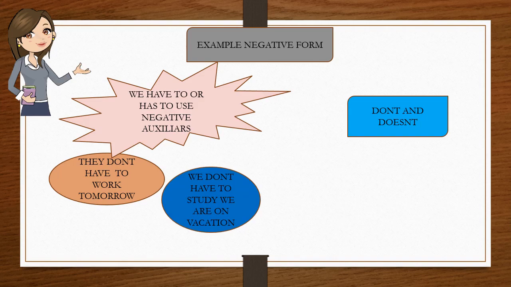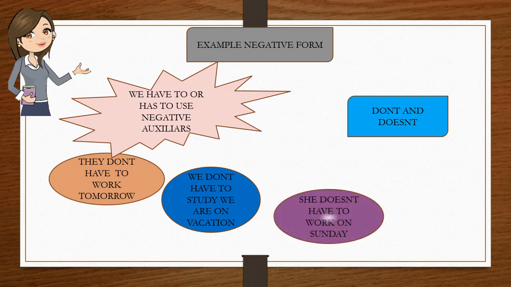The other one says we don't have to study. We are on vacation. It is an action that is not necessary to do. That's why it says we don't have to study. We are on vacation. She doesn't have to work on Sunday. Okay, it is not necessary because it is a day free.